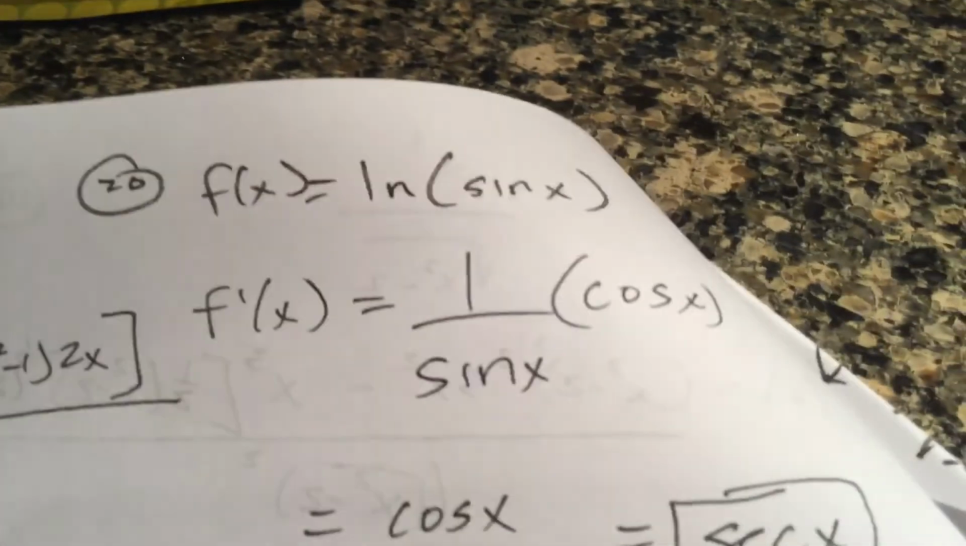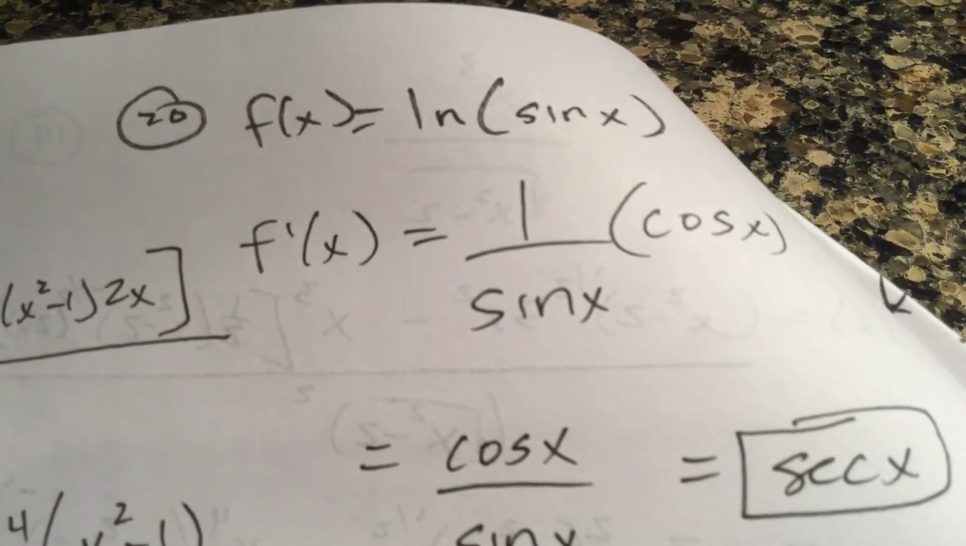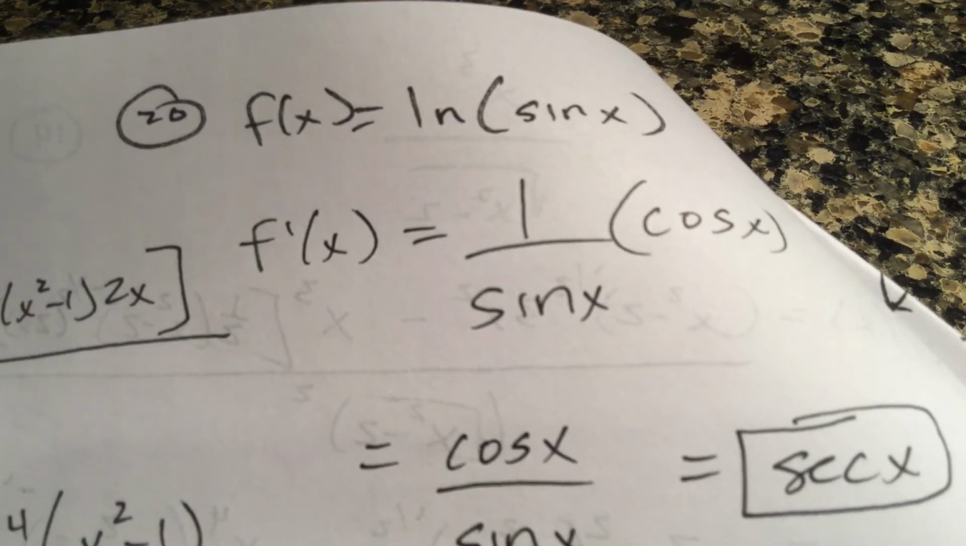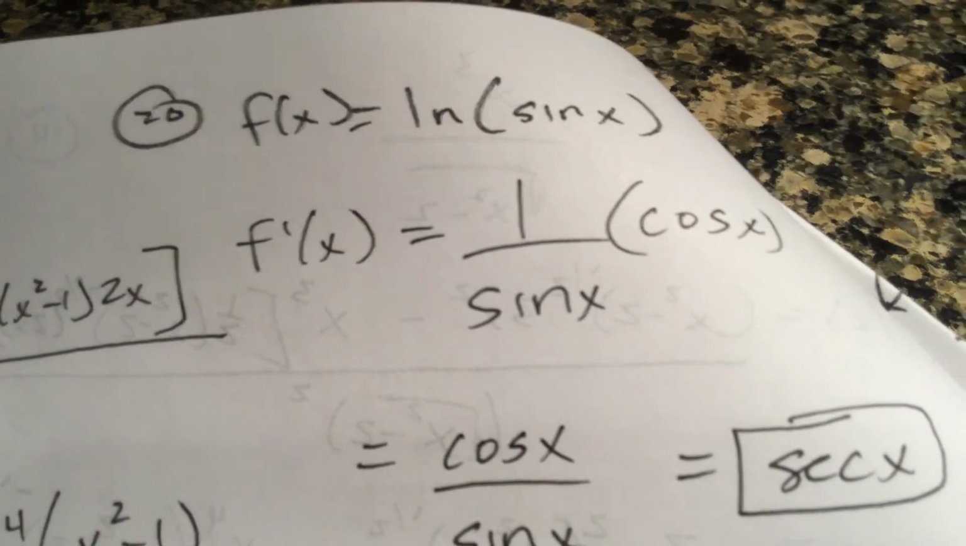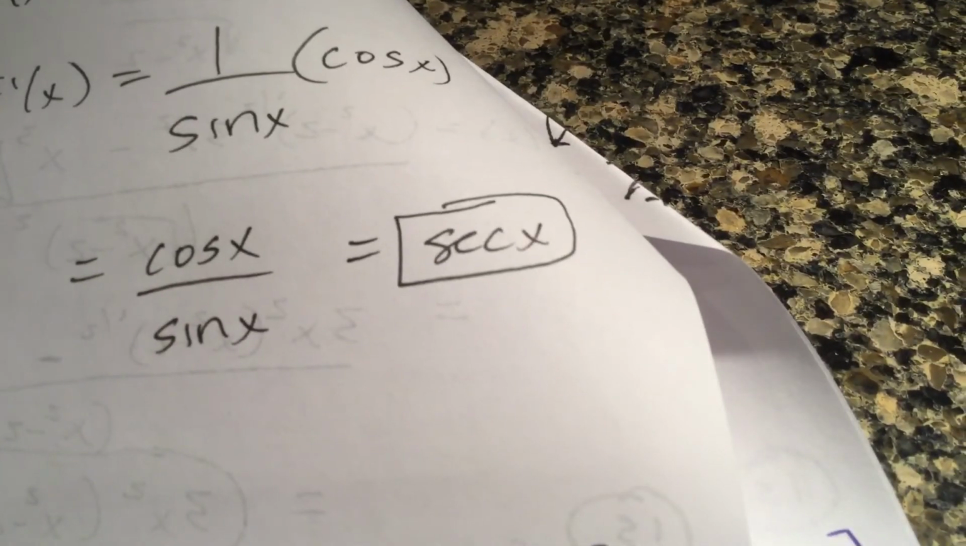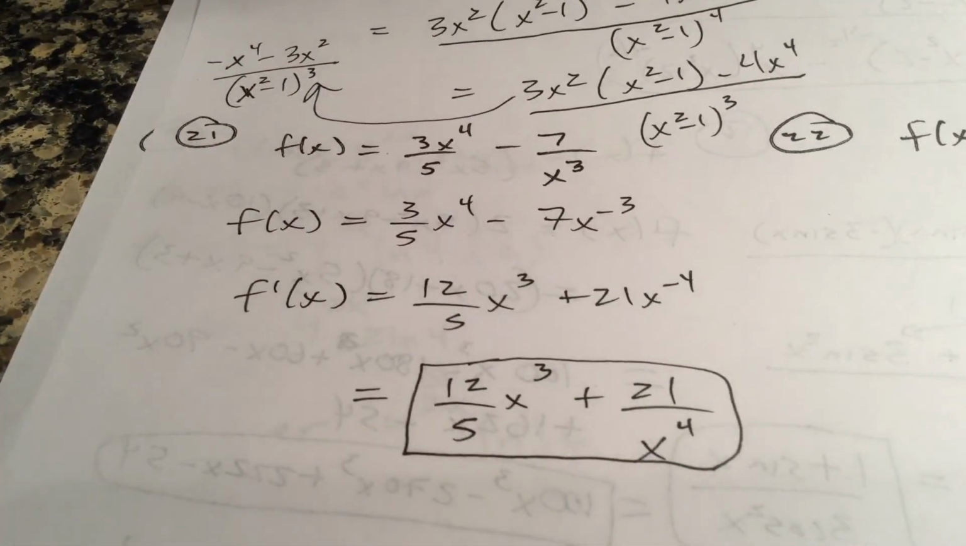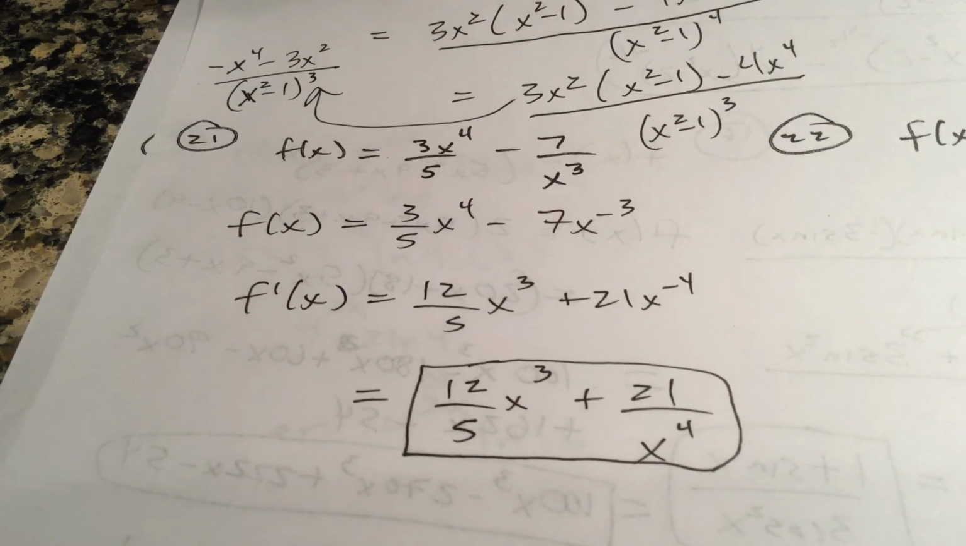All right. Number 20. Derivative of natural log u is 1 over u times the derivative of u. 1 over sine x times the derivative of sine x. Cosine x over sine x is cotangent x. This one's pretty easy. Just write it as minus 7x to the negative 3. Then just use the power rule. Bring the power down, 1 power less.